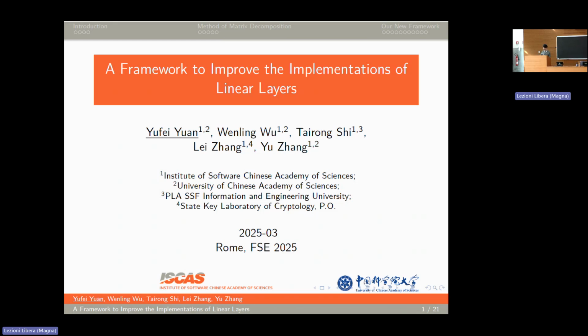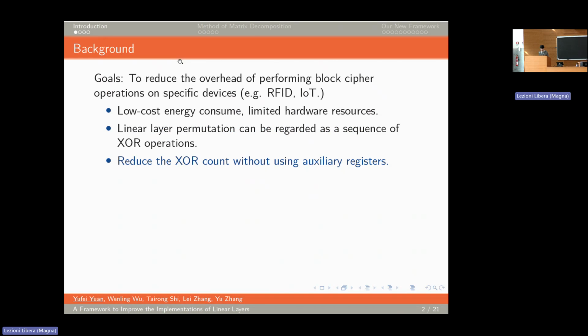present our work on improving the implementations of linear layer. And it's a joint work with Wenling Wu, Tairong Shi, Lei Zhang, and Yu Zhang. In our work, we are focused on reducing the overhead of performing block ciphers, and the Internet of Things require low-cost energy consumption and limited hardware resources.